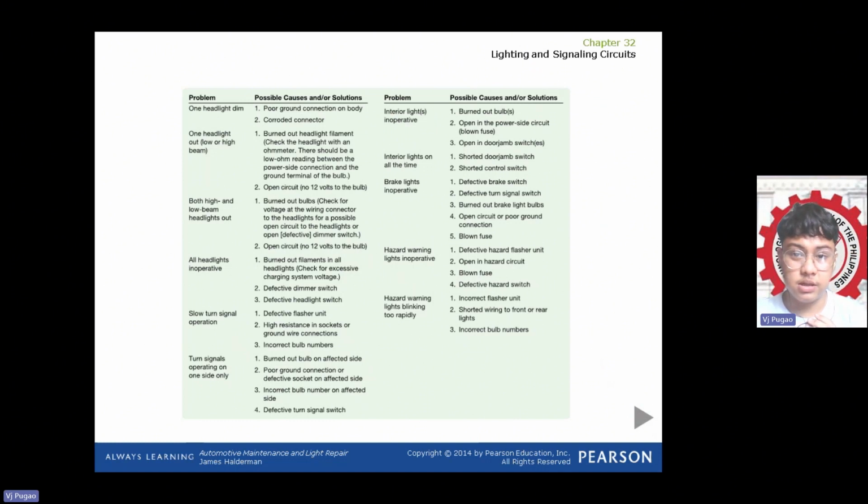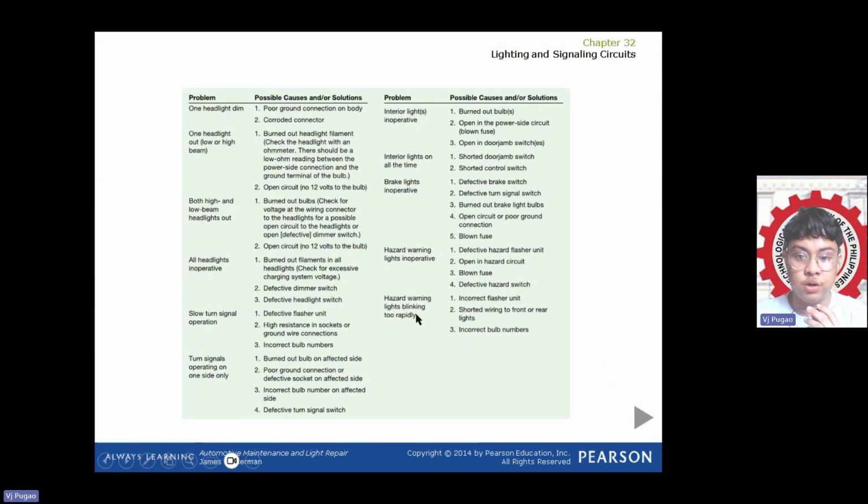The brake lights: the problem is brake lights inoperative. The possible cause: defective brake switch, defective turn signals, burnt-out brake light bulb, open circuit, or poor ground connection. The problem is hazard warning lights inoperative: defective hazard flasher unit, open in hazard circuit, blown fuse, or defective hazard switch.